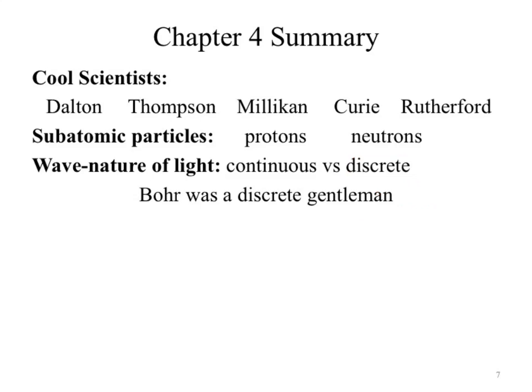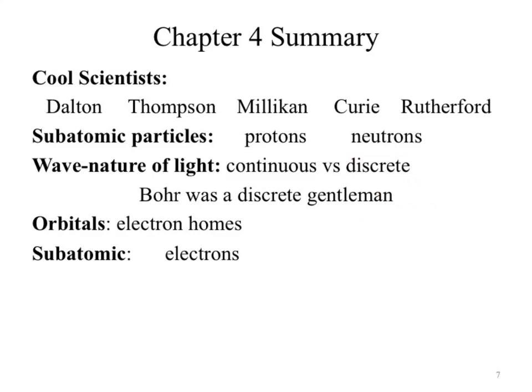Bohr was a discrete gentleman. What does that mean? What was Bohr's theory? Electrons existed in discrete orbitals, okay, discrete energies. Okay, so that gives us our orbitals, our electron homes. So where can we put our electrons? Which gives us back to our subatomic particles of electrons.